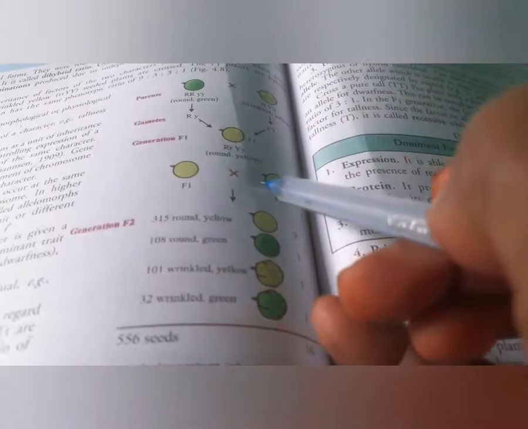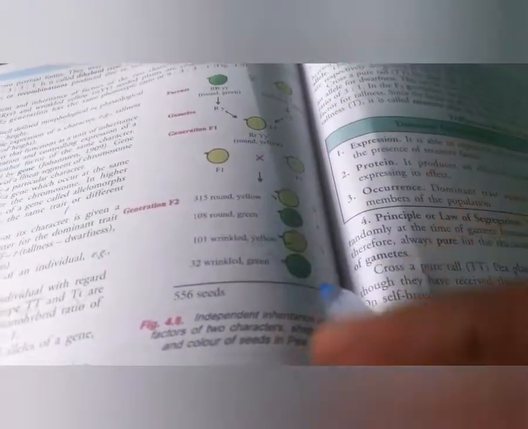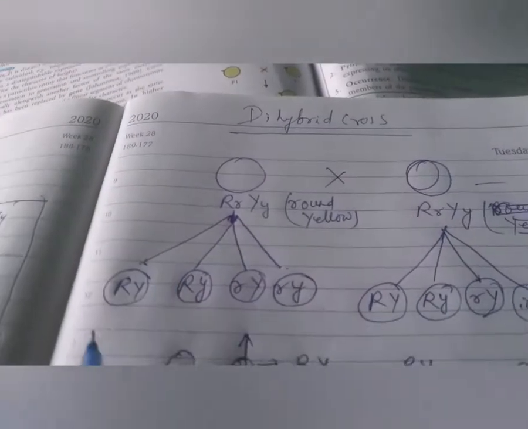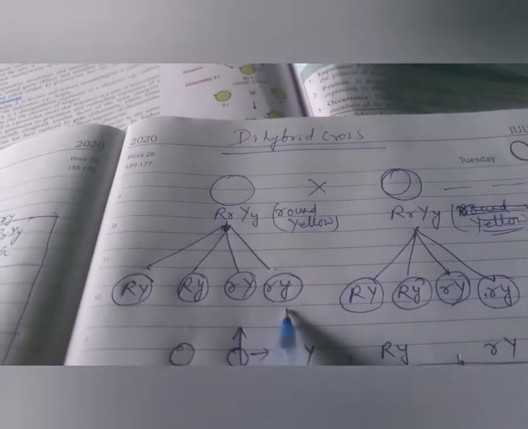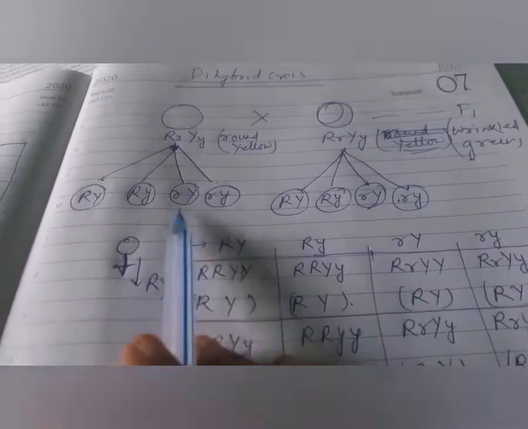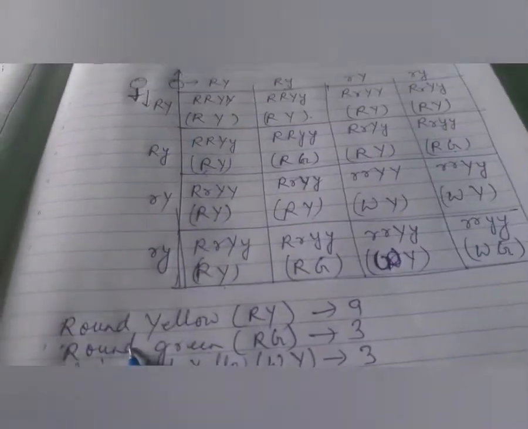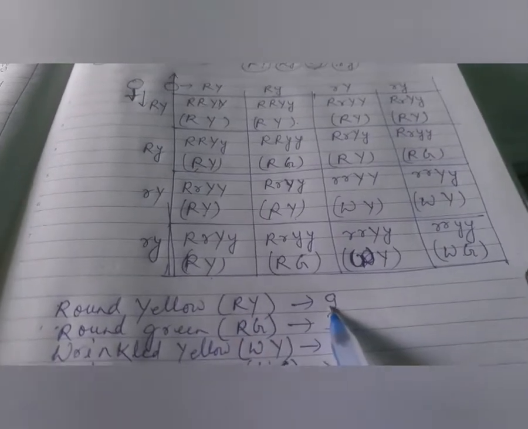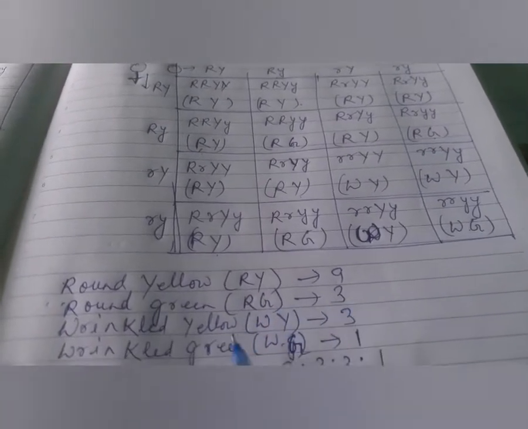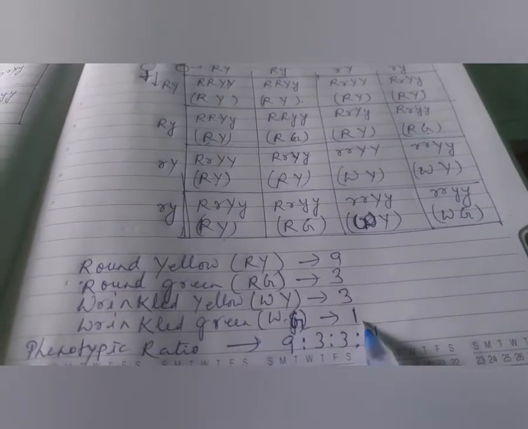Again, when self-pollinated, in the F2 generation the gametes produced are RY, Ry, rY, ry. That means four types of gametes are produced. And when these each cross with one another, what can we see? What is the phenotypic ratio? That is, round yellow is 9, round green is 3, wrinkled yellow is 3, and wrinkled green is 1.